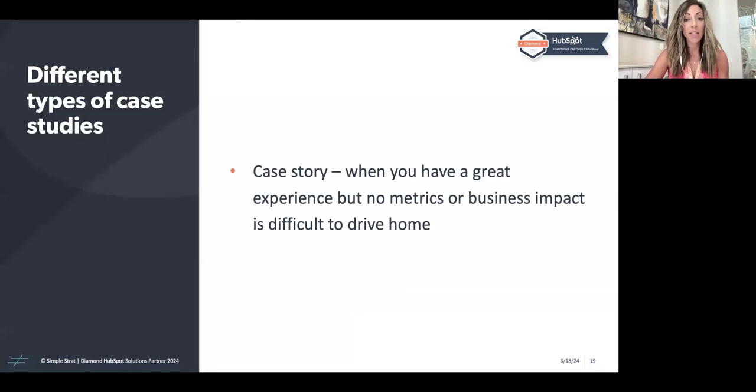Now, the third type of case study is going to be what we call the case story. And I've loved talking about the differences between the case story and the case study, because a study is just like that. It's got data. With a case story, you have typically a good experience, but it's difficult to figure out the exact business impact. So the story is usually, here's what was happening, here's what we did, and the client says you're great people. Okay, if that's the case, that's good, but you might not be able to quantify the impact, or you're just really wanting to tell what it was like to work with you, which is still fine.